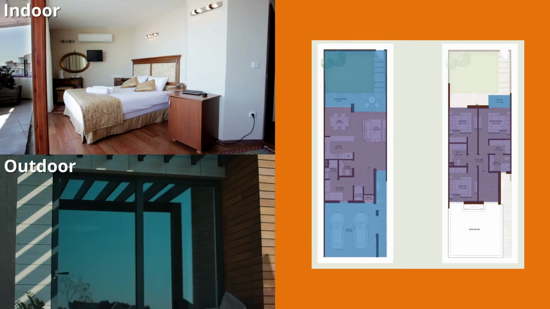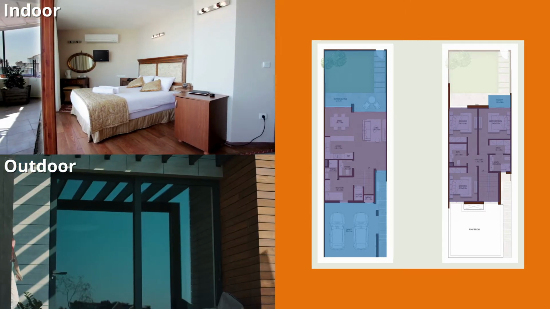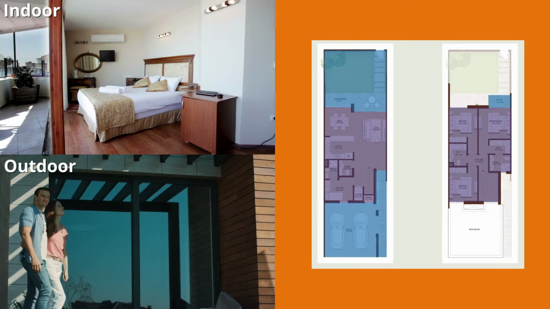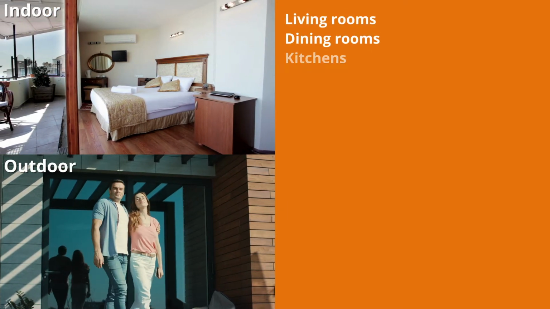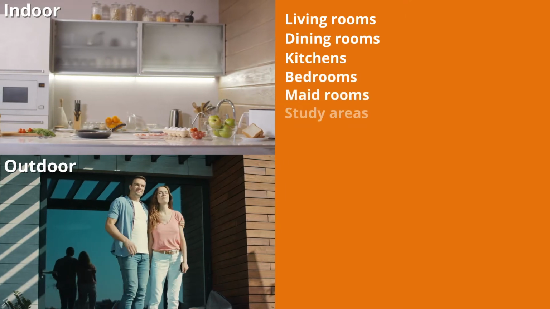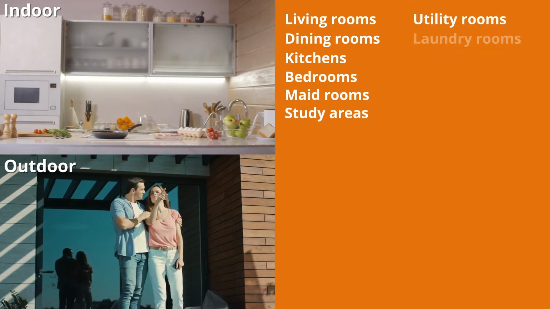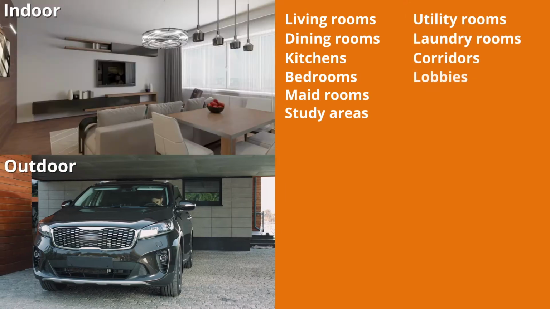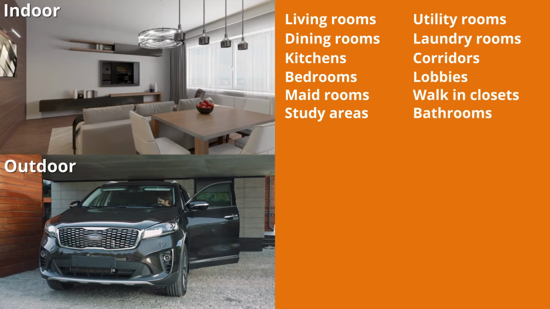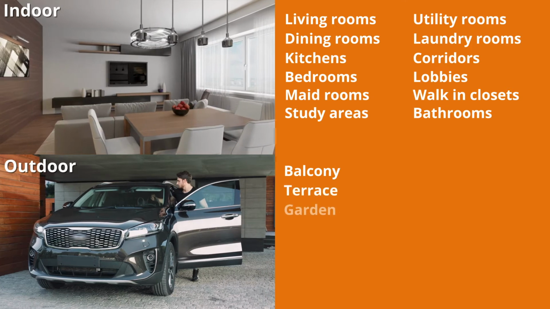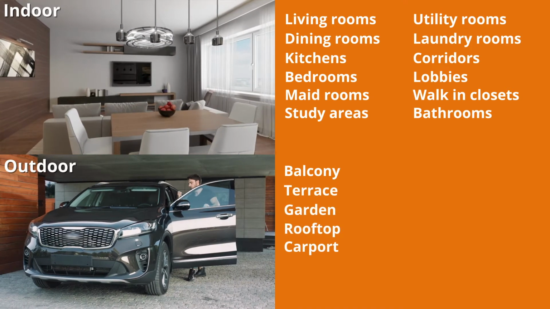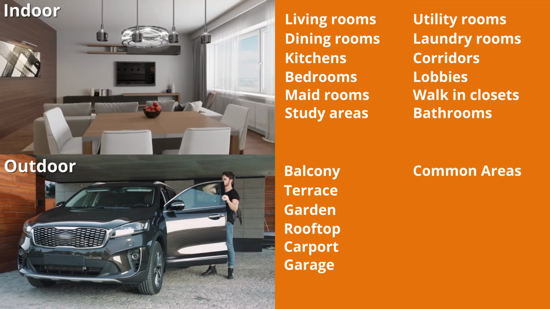Here are some quick generic examples of indoor spaces and outdoor spaces. Indoor spaces: living room, dining room, kitchen, bedrooms, maid rooms, study areas, utility room, laundry room, corridors, lobby, walk-in closets, and bathrooms. Outdoor spaces: balcony, terrace, garden, rooftop, carport, garage, common areas.